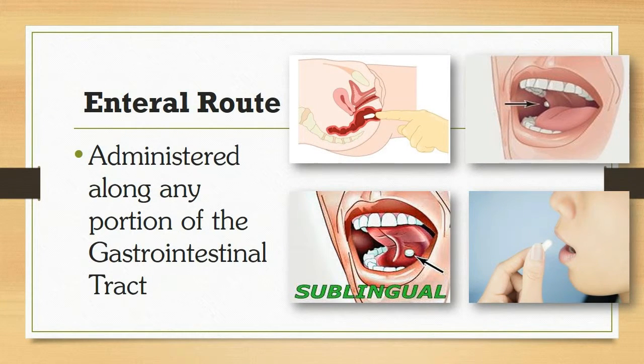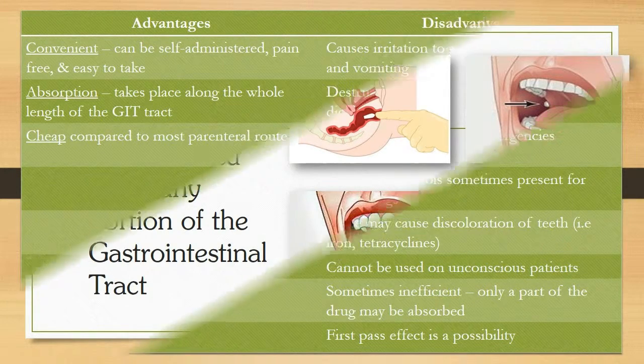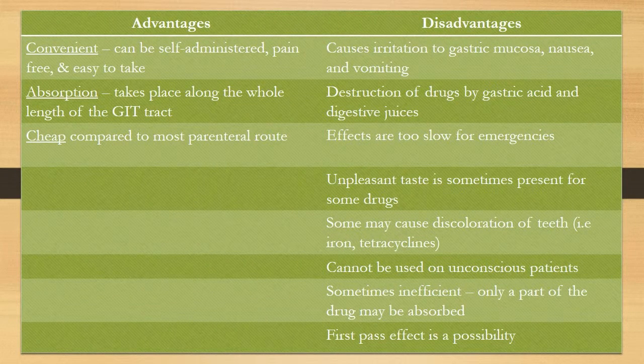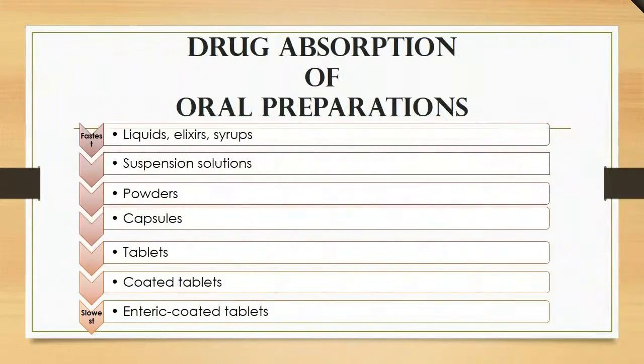Enteral drugs are drugs that are administered along any portion of the gastrointestinal tract. The main advantage of enteral drugs are that they are convenient and can be self-administered, while the disadvantage is that first pass effect may occur and the effects are too slow for emergency. The enteral drugs that are most readily absorbed are those that are in liquid form, such as syrups and suspensions, while the slowest ones are the tablets, both coated and non-coated.